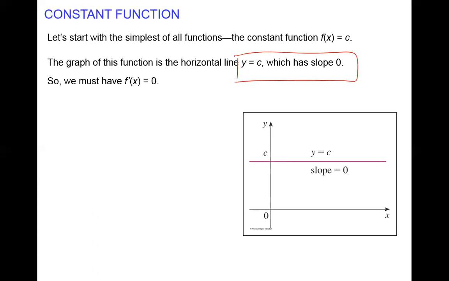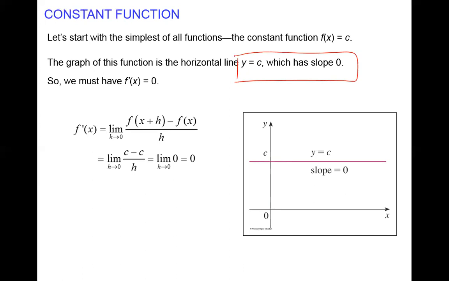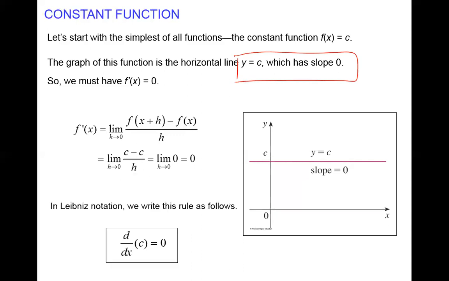Of course, I can use directly the definition, f of x plus h minus f of x over h, as h goes to 0. The value is always c, the value is always constant, so the difference is 0, and 0 divided by a tiny number means we will definitely get 0. That means the first formula, the first rule for today, is that the derivative with respect to x of the constant function is 0. But always please think about the geometrical explanation.